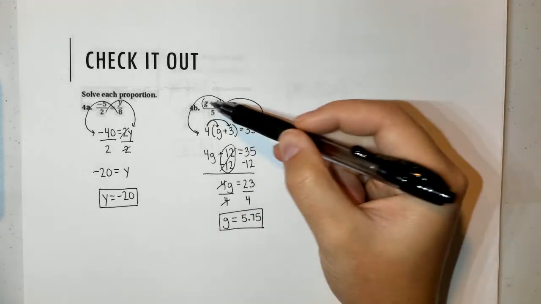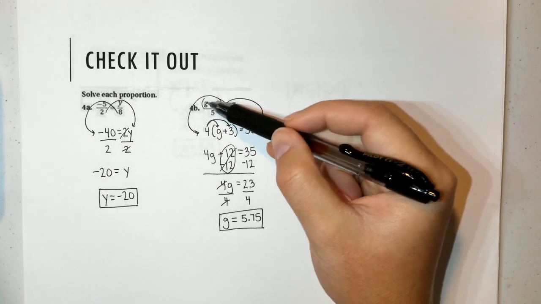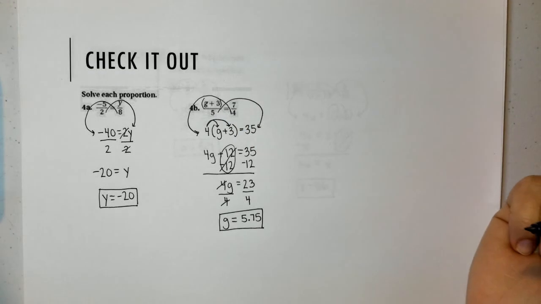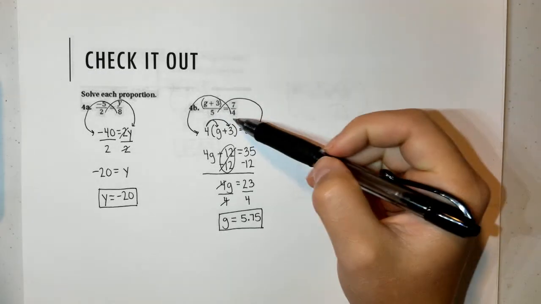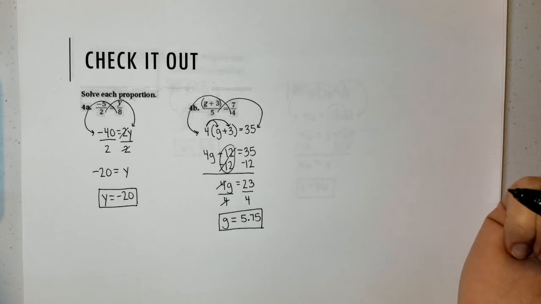So whenever you have a two-term expression, you want to make sure you put it in parentheses so you properly distribute this 4 to each term when you multiply.